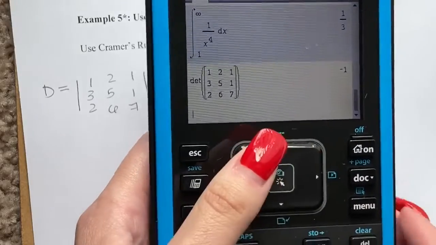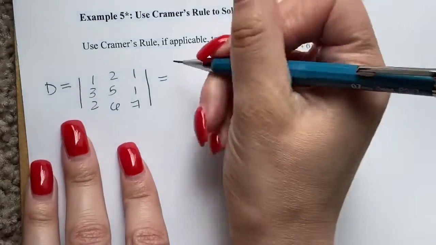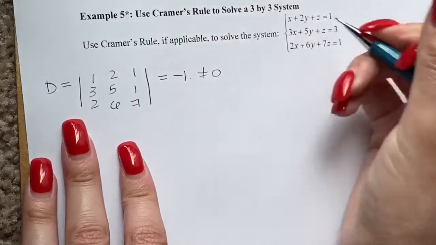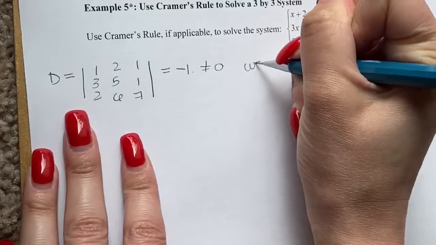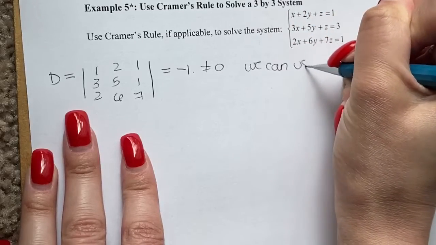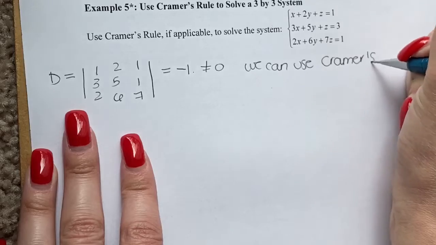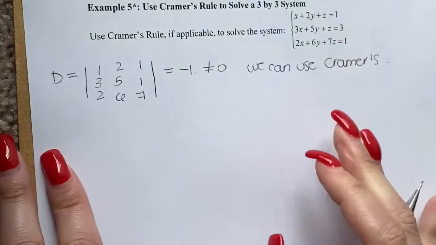which is -1. Okay, so you record this. Since this is -1 and it's different than 0, we can use Cramer's rule to find the solution of this system of equations.